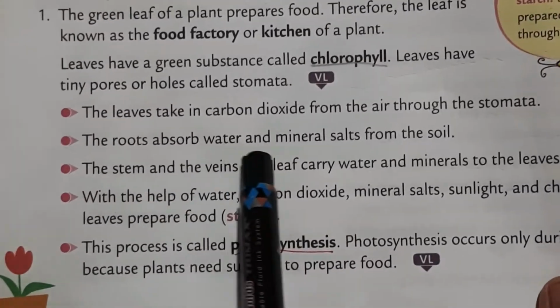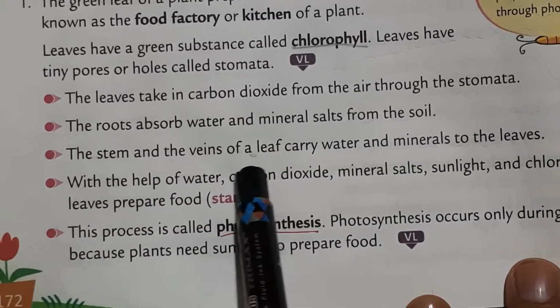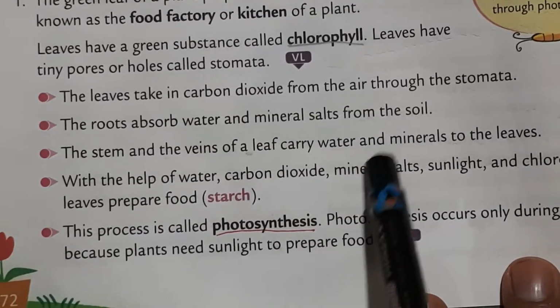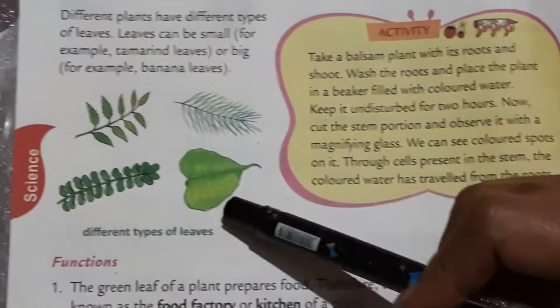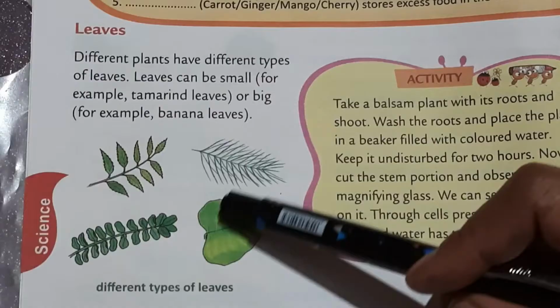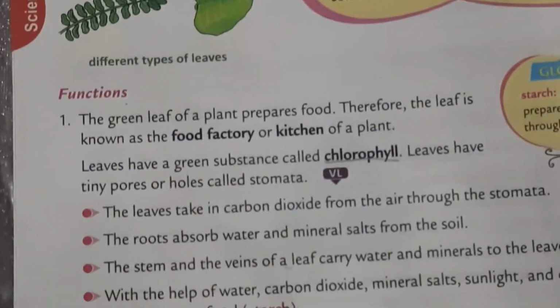The roots absorb water and mineral salts from the soil. The stem and the veins of the leaf carry water and minerals to the leaves. Look at these leaves carefully. These are called the veins. These veins carry water and minerals to the leaves.